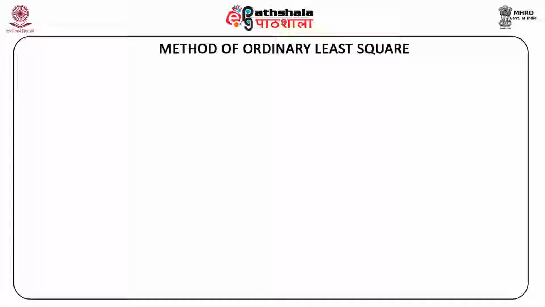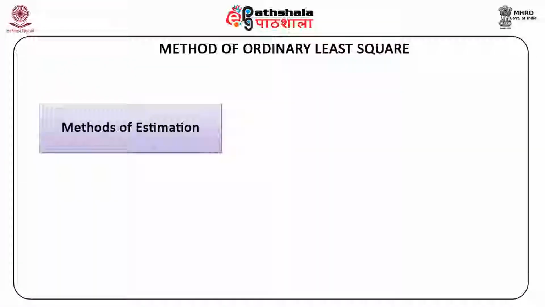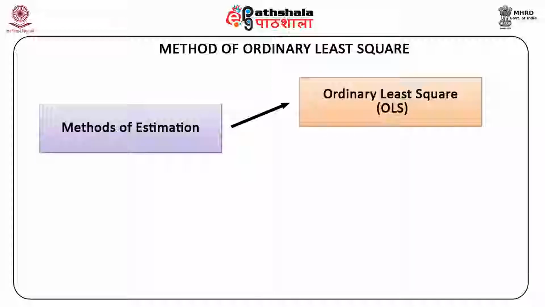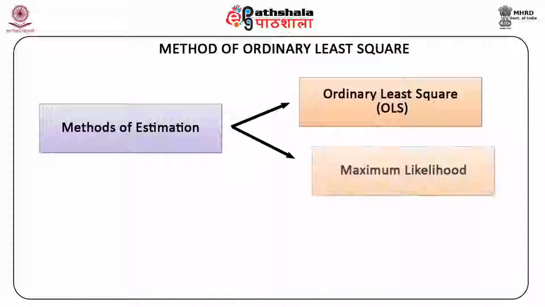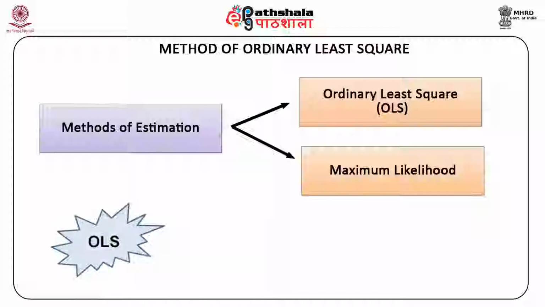Let us begin by understanding the methods of estimation. There are two methods of estimation, ordinary least squares or OLS, and maximum likelihood. OLS is the most extensively used method of point estimation. Here we will restrict our discussion to OLS. Ordinary least squares estimation of parameters.